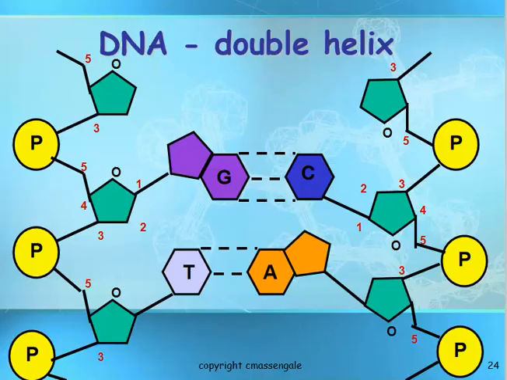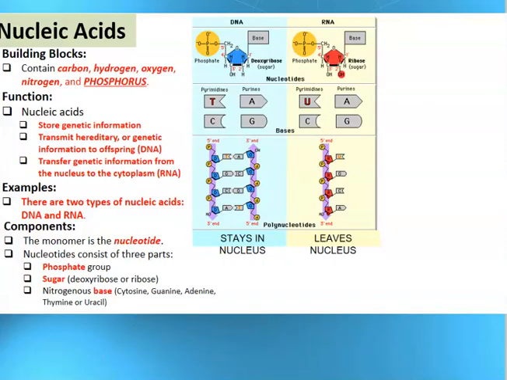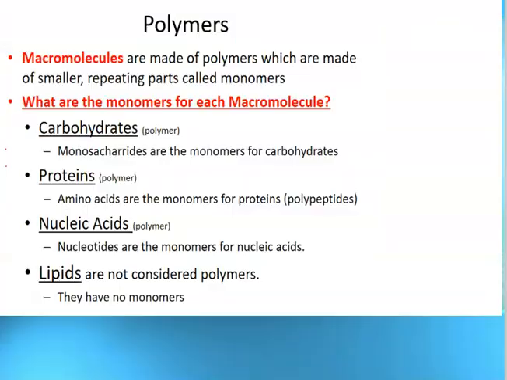Okay, so that's our nucleic acids. And what's their main thing? They are to store genetic information. They transmit heredity or genetic information, okay? Remember, there's 2 types of them, DNA and RNA. And the monomer for nucleic acid is a nucleotide, which we just saw.